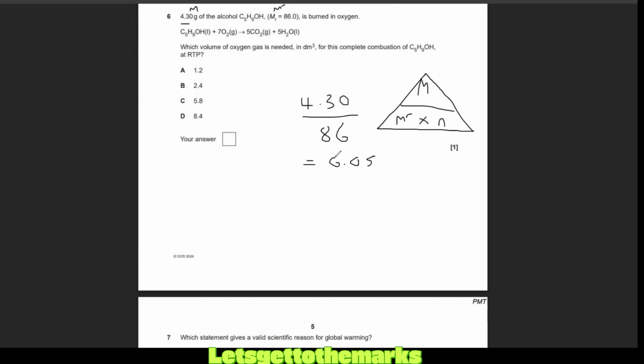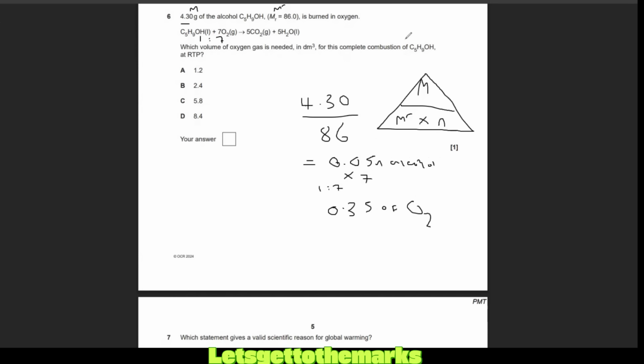Right, we've got 0.05 of that. Now we know it's a 1 to 7 ratio with the oxygen. So we're going to times that by 7, and that is going to give me 0.35 moles of oxygen needed. That's moles of alcohol, and that is the moles of oxygen needed as the ratio is 1 to 7.